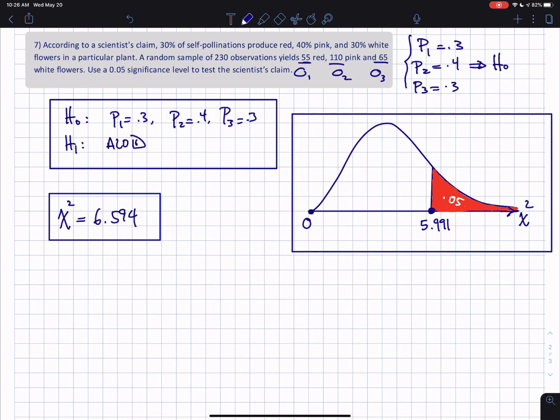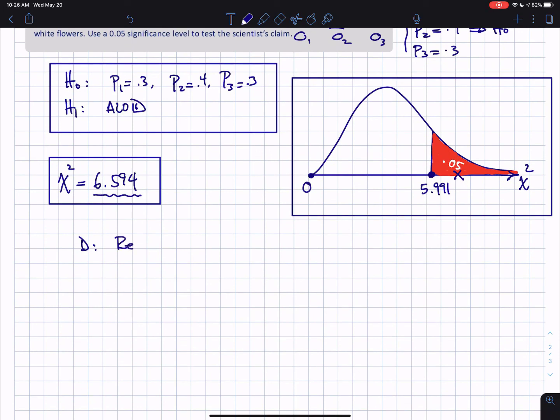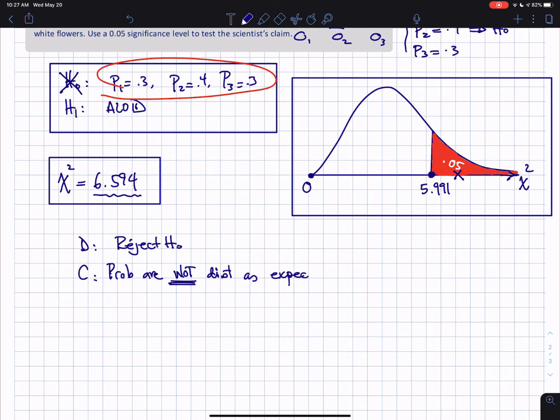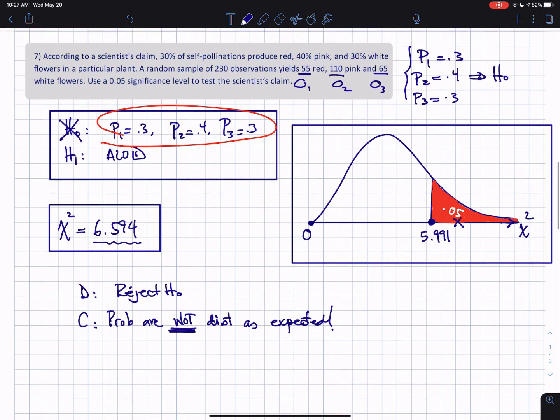Alright, now my step 4 will be the decision and conclusion. The decision is pretty standard. The test statistic here is 6.594. That falls in the rejection region because obviously 6 is greater than 5, and therefore our decision will be to reject the null hypothesis. Since you're rejecting the null hypothesis, you're saying that these probabilities are not the way you thought they were. So you say the probabilities are not distributed as was expected. And that'll be the conclusion for a goodness of fit test.